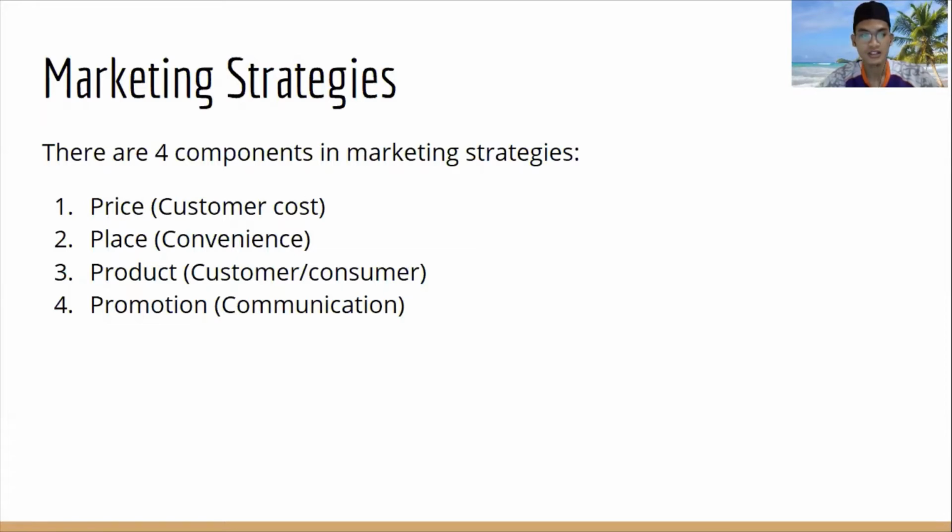So we move on to the next part of the presentation, and my part is marketing strategies. There are 4 components in marketing strategies, the first one being price. Price is the amount of money paid by customers to purchase the product. The second one is place. Place is the distribution or activities that make the product available to the consumer or the customer.